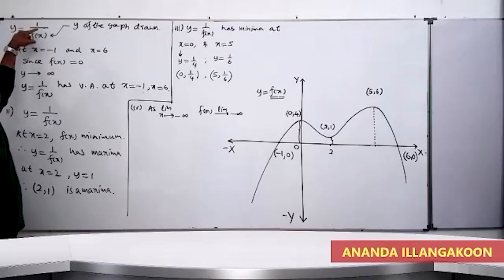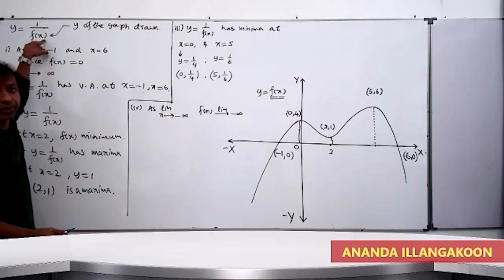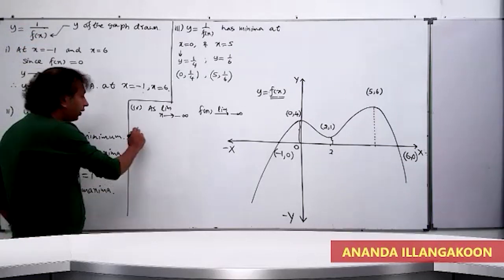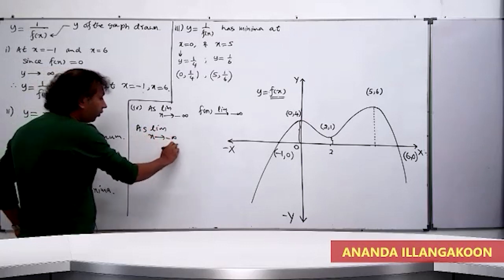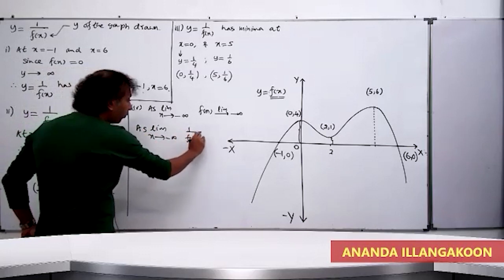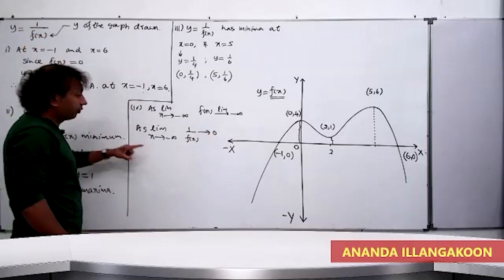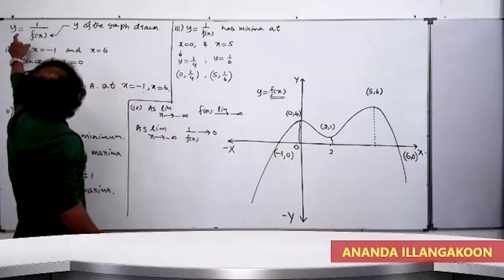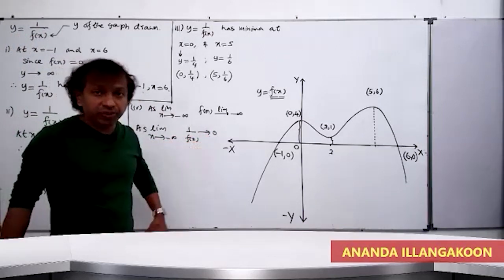1 upon negative infinity means what, people? 1 upon infinity is 0. Then we have a minus sign, no? Minus 0. There is no such thing as minus 0. So therefore, as limit x going to negative infinity, 1 upon f(x) going to 0. Why? Negative infinity means 1 upon infinity is 0. This graph has a horizontal asymptote at 0. That's how we define it, people.